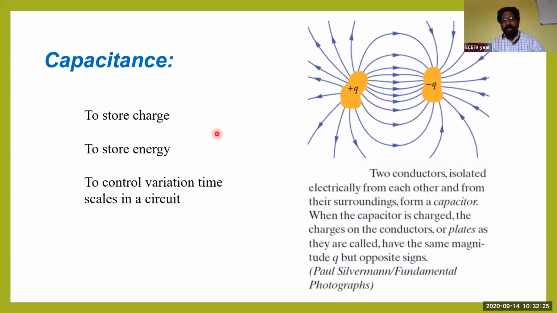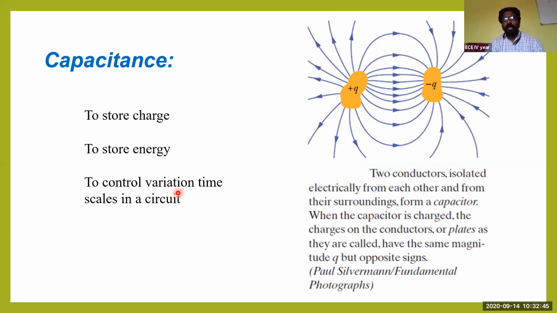But it's a passive element which will be storing the charge and storing the energy in the form of electrical energy. To control the time scales in a circuit, we'll be using capacitances. If you want faster circuits, you'll be using a smaller capacitance.